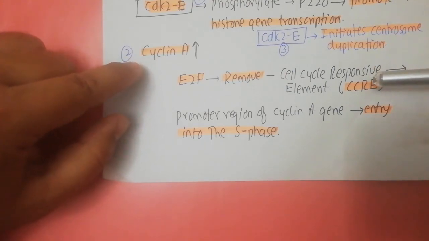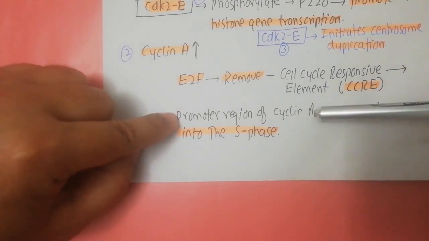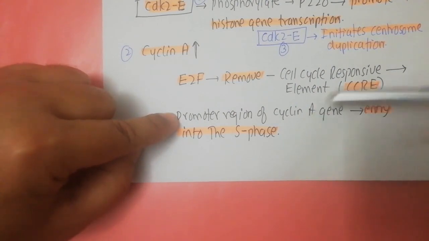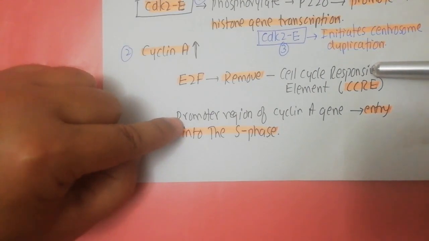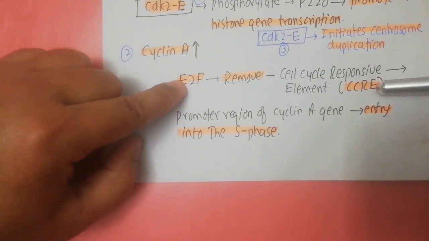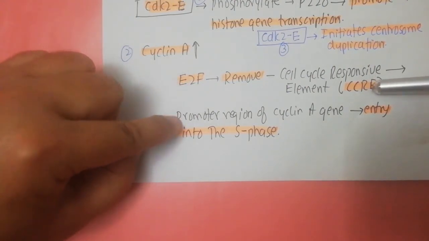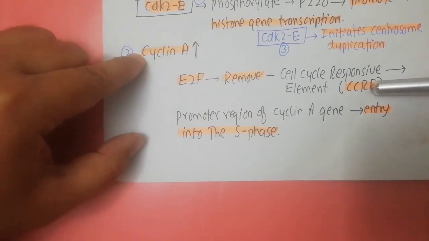Now, how is the E2F going to increase the level of cyclin A in the cell? If you look at the promoter region of cyclin A, it is bound by an inhibitor known as the cell cycle responsive element. When the cell cycle responsive element is there on the promoter region of cyclin A, you cannot actually transcribe this particular gene. Now, the E2F is going to remove this CCRE from the promoter region of cyclin A, so you can increase the level of cyclin A in the cell.